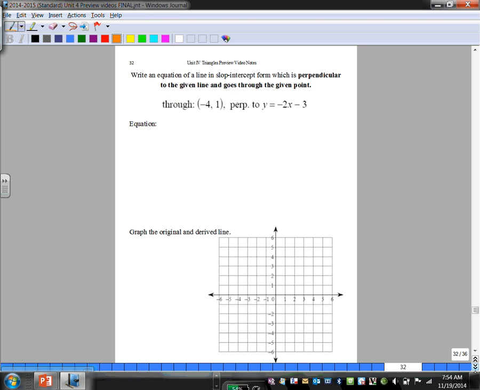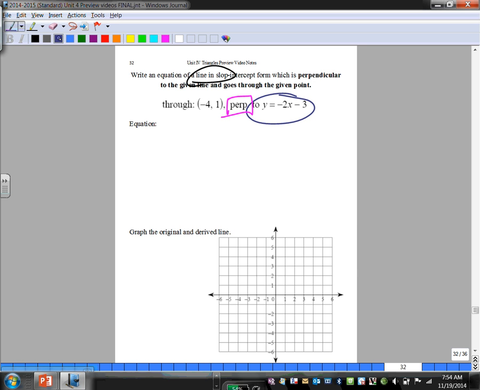So right here we have a review problem. You should expect an equation, a graphing of a line on every single test this year. This is something we did on the quiz recently. It says write the equation of a line perpendicular to a given line that goes through a given point. So we have two lines going through here. We have the given line, and then we have the perpendicular line.